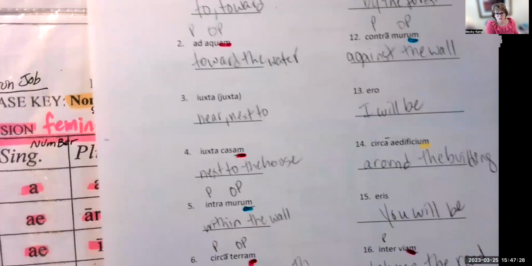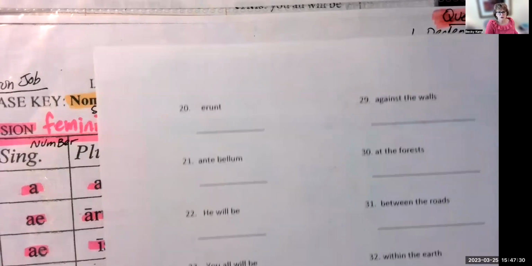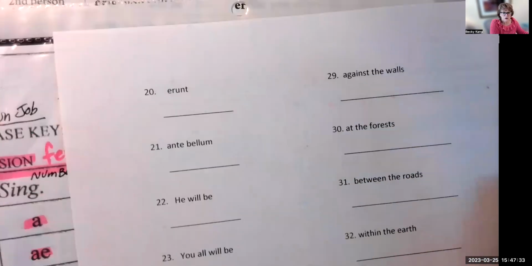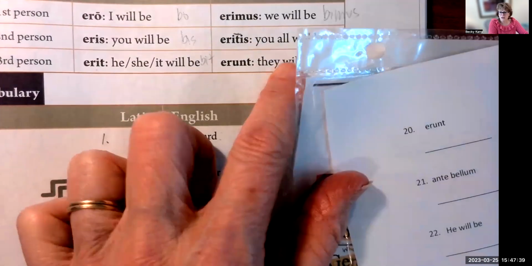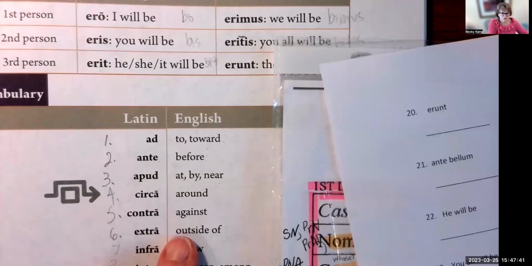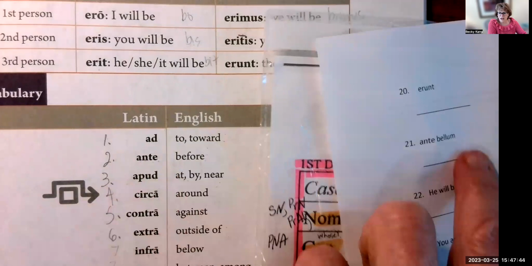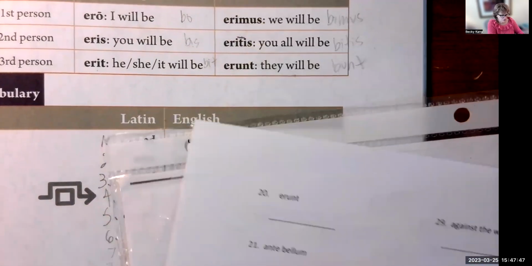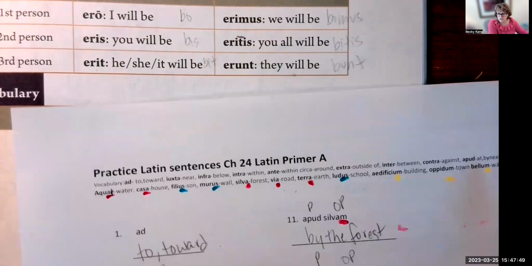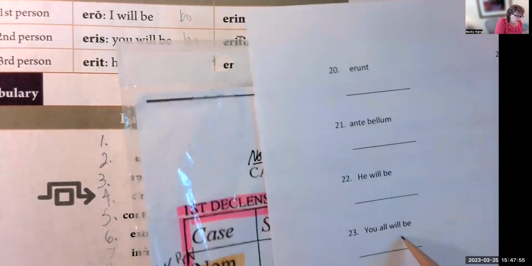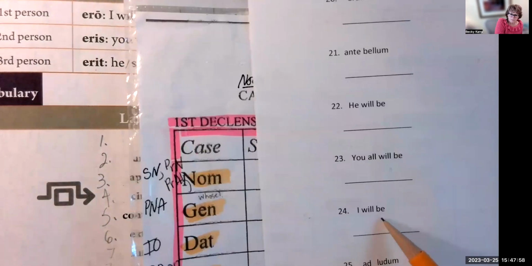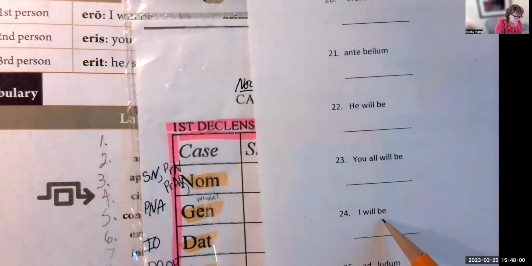Okay. Wow. We finished every one of those. We'll turn it over. You should be able to look in your book and get erunt right there. Right there it is. They will be. You can fill that in. Ante, you can fill that in. Ante is before. And bellum, look up here. I'll turn it over and look what bellum is. You can do it. Okay. He will be, you all will be, I will be. So I want you to go ahead and fill those out. I'm not going to.